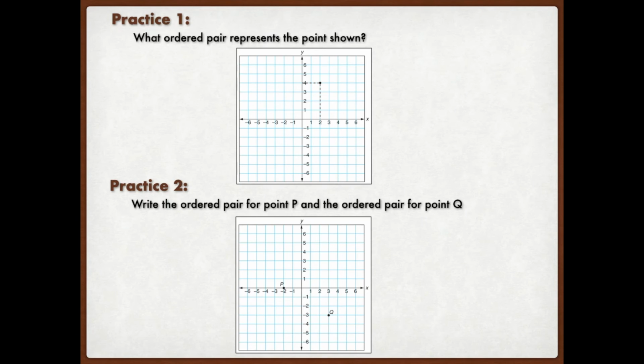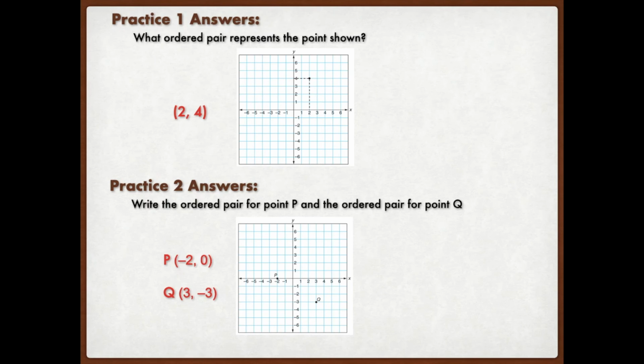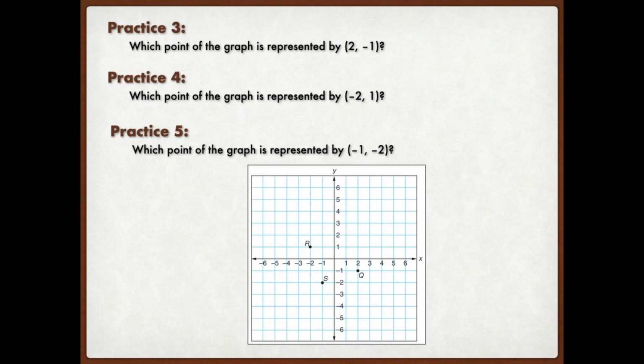So for practice number 2, we have the ordered pair for point P. So point P on the x, that goes first. That's going to be negative 2. On the y, it's a 0. So negative 2 comma 0 should be P. And then for Q, we have the x is 3 and the y should be negative 3. Let's see if we got that right. Okay, so P is negative 2 and 0. And then Q is the x is 3 and the y is negative 3. Excellent. Let's try practice number 3, 4, and 5.